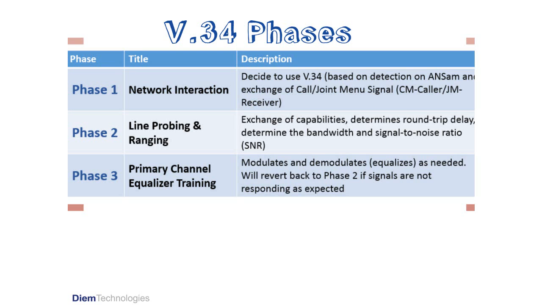If they agree they can, they move into phase 2 of the V34 phases, which is called line probing and ranging. This is an exchange of capabilities, determines the round-trip delays, and determines bandwidth and signal-to-noise ratio. Then they move on to phase 3, which is the actual sending of information back and forth. This is done through primary channel equalizer training, modulating and demodulating, going back and forth, and if there are any issues, it moves itself back into phase 2.